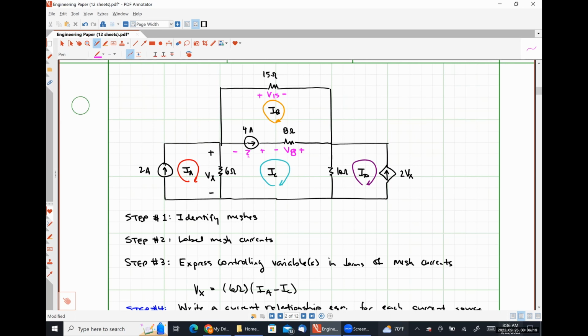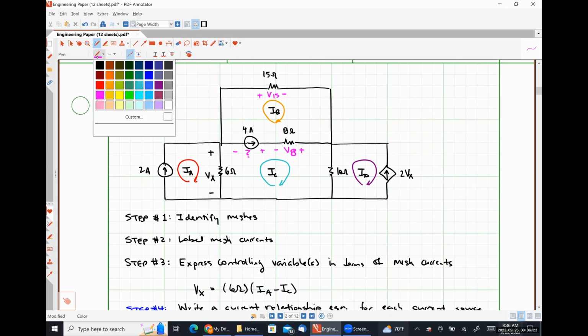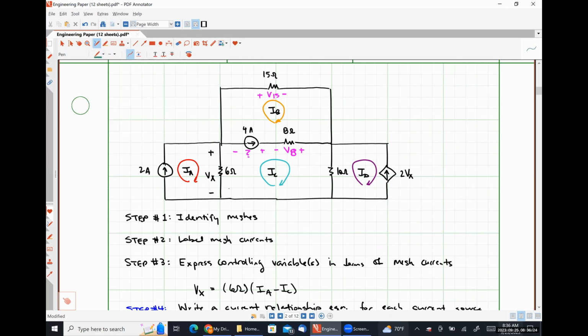And as we tried to write a KVL equation around mesh C, we would have the voltage drop across the 6 ohm resistor with this polarity, the voltage drop across this current source with this polarity, the voltage drop across the 8 ohm resistor with this polarity, and then the voltage drop across the 10 ohm resistor with this polarity. So we have that exact same voltage that we can't express in terms of our mesh currents of the opposite polarities. So what we would do is we would simply add those two equations together. That is the exact same thing as applying the super mesh technique, okay? So let's talk about a super mesh really quickly.